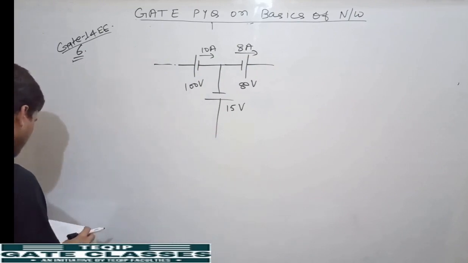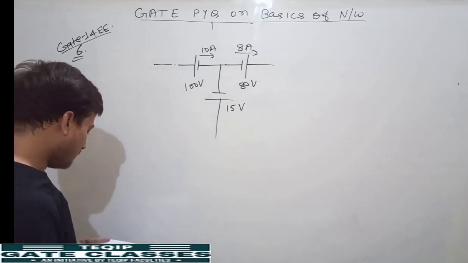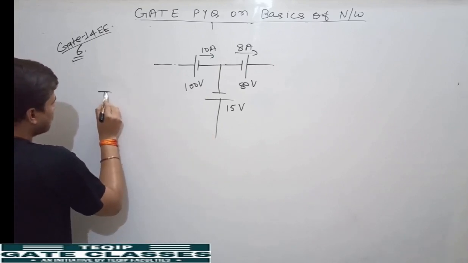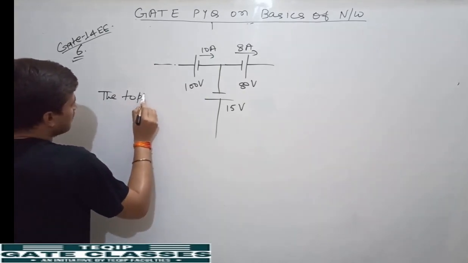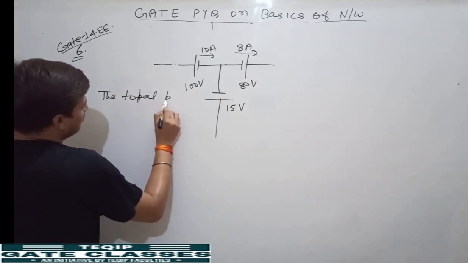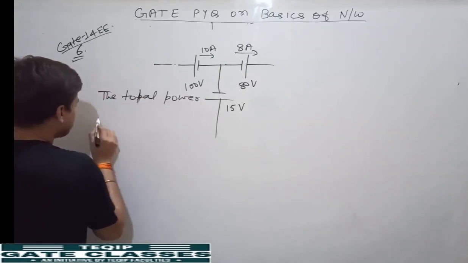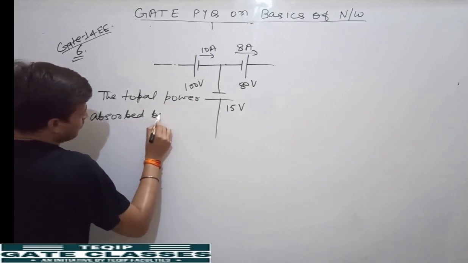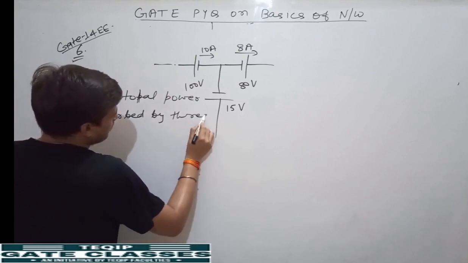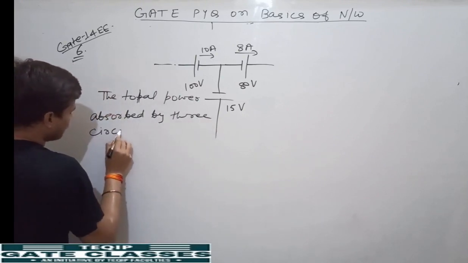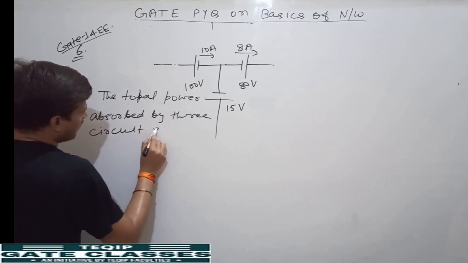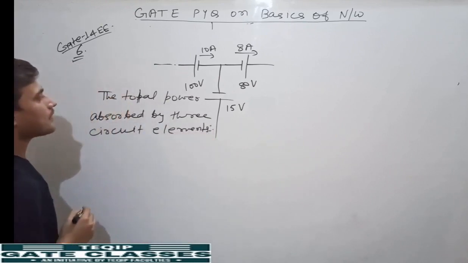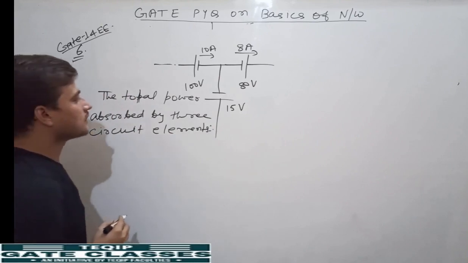They are asking you the total power absorbed by the 3 circuit elements. You have to find the total power absorbed by these circuit elements.